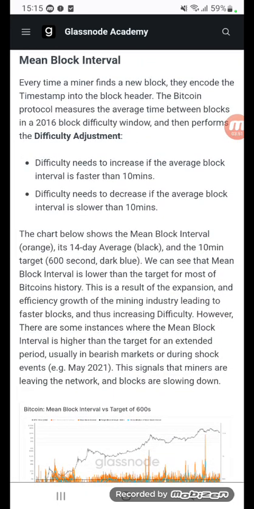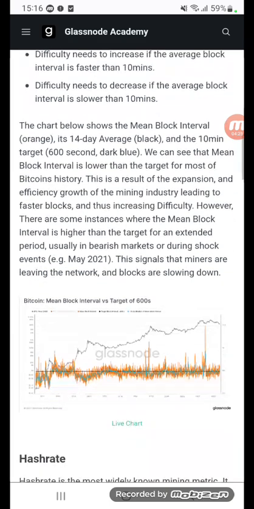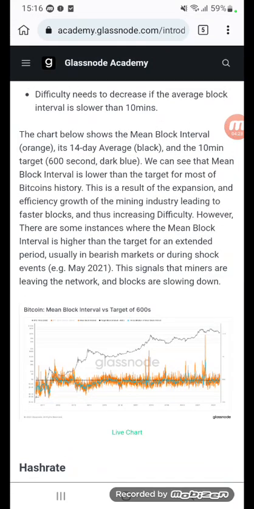Mean block interval. Every time a miner finds a new block, they encode the timestamp into the block header. The Bitcoin protocol measures the average time between blocks in a 2016-block difficulty window, and then performs the difficulty adjustment. Difficulty needs to increase if the average block interval is faster than 10 minutes. Difficulty needs to decrease if the average block interval is slower than 10 minutes.